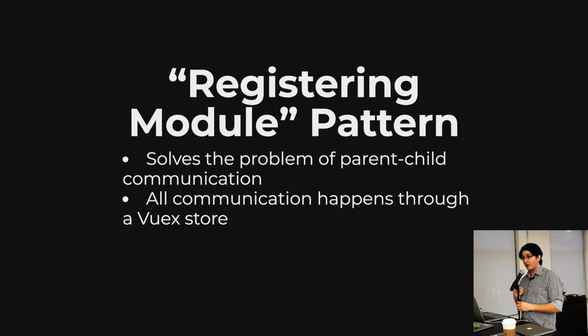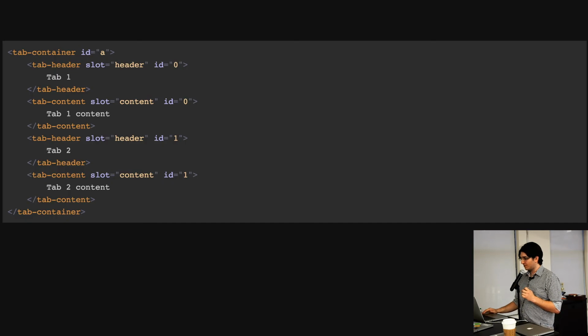And it allowed us to solve a lot of these problems with parent-child communication, because instead of emitting events up into the parent the way that you normally would when you build the component hierarchy, you communicate through the Vuex store. We'll take this as another example, which might be a better one, because in this case we have a tab container. It's got 2 tabs, and a tab contents for each of those 2 tabs.